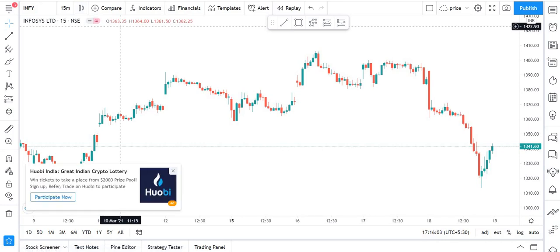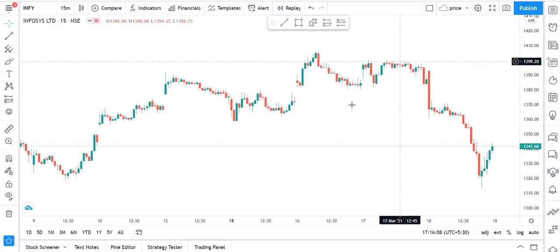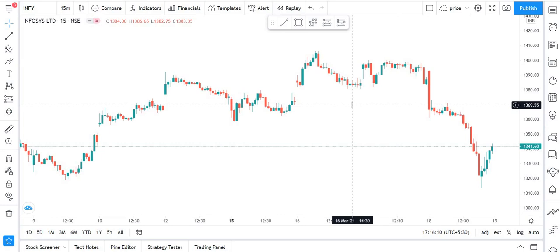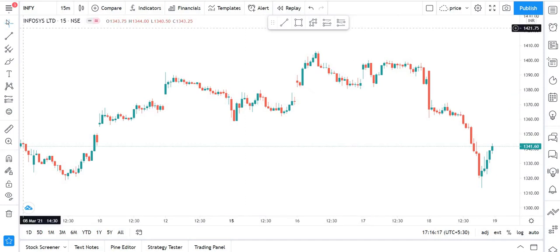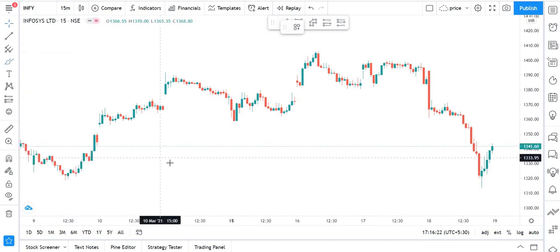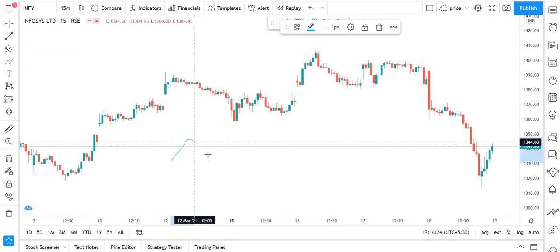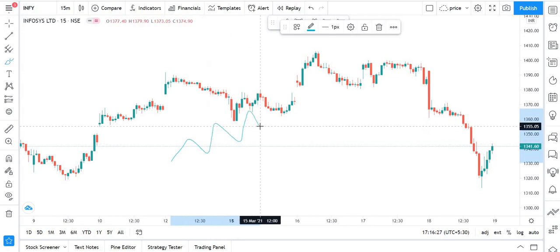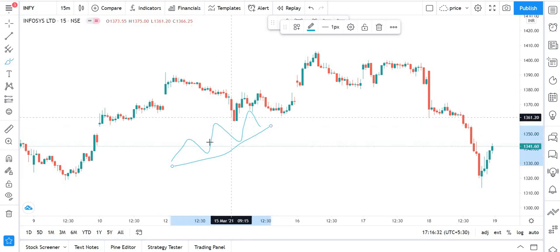Today we are going to talk about the different waves in the market. I hope every one of you has heard about the trend, the uptrend and the downtrend. The uptrend looks like this. Higher high, higher low, higher high, higher low. So this is an uptrend.